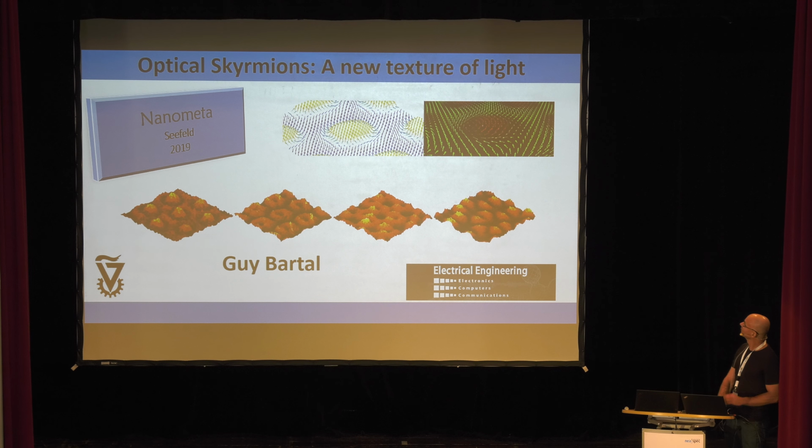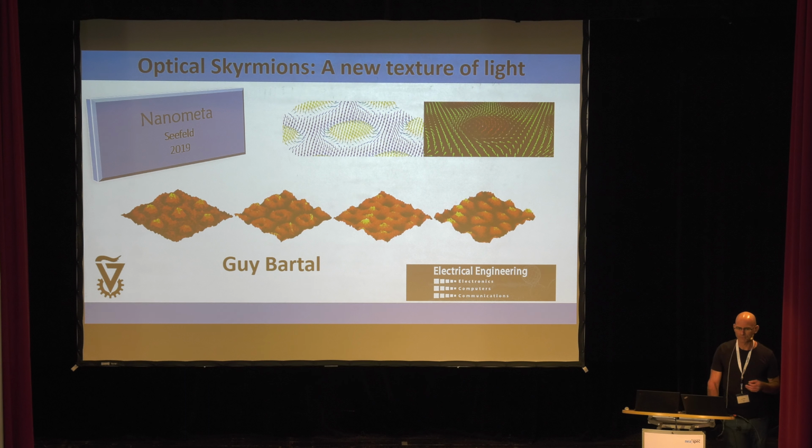Okay, so the title, I modified the title a little bit, called it Optical Skyrmion, a new texture of light. And the reason I used the word texture is that magnetism people often use this term in order to describe the orientation of the magnetic moments or magnetic spins. So I thought it would be a good idea that will fit the general concept.